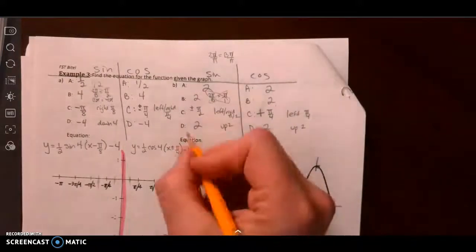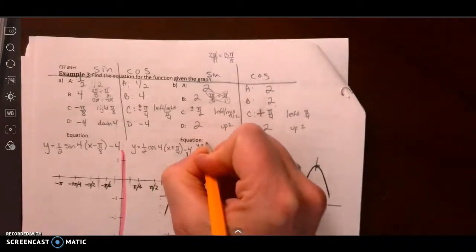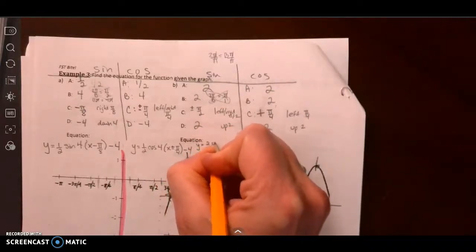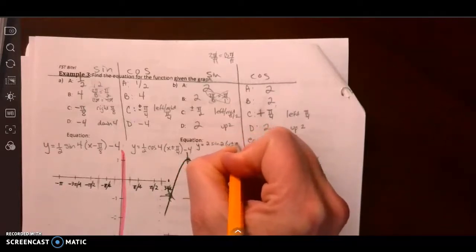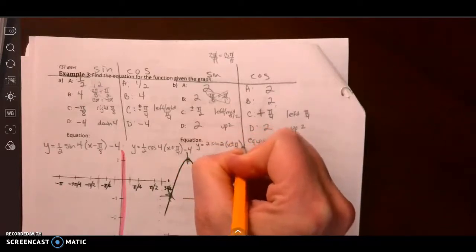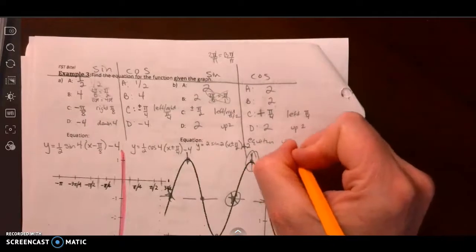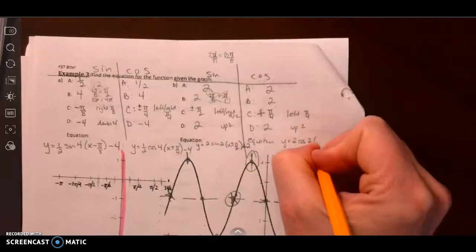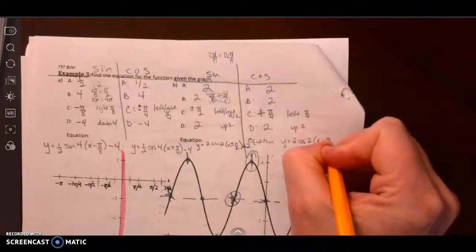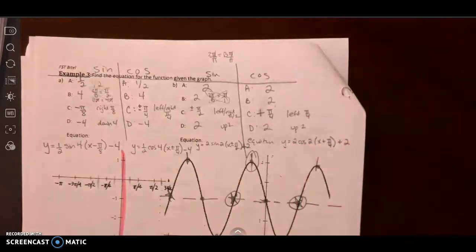Okay, so I'm going to go ahead and write my equation. This would be y equals 2 times the sine of 2 times x plus or minus pi over 2 plus 2. That's a plus. For cosine, it's going to be y equals 2 times the cosine of 2 times x plus pi over 4 plus 2.